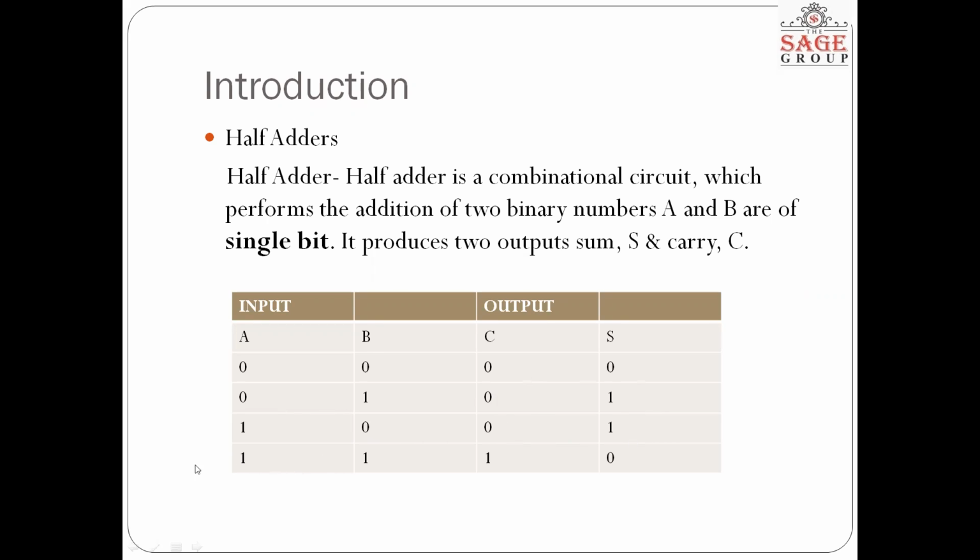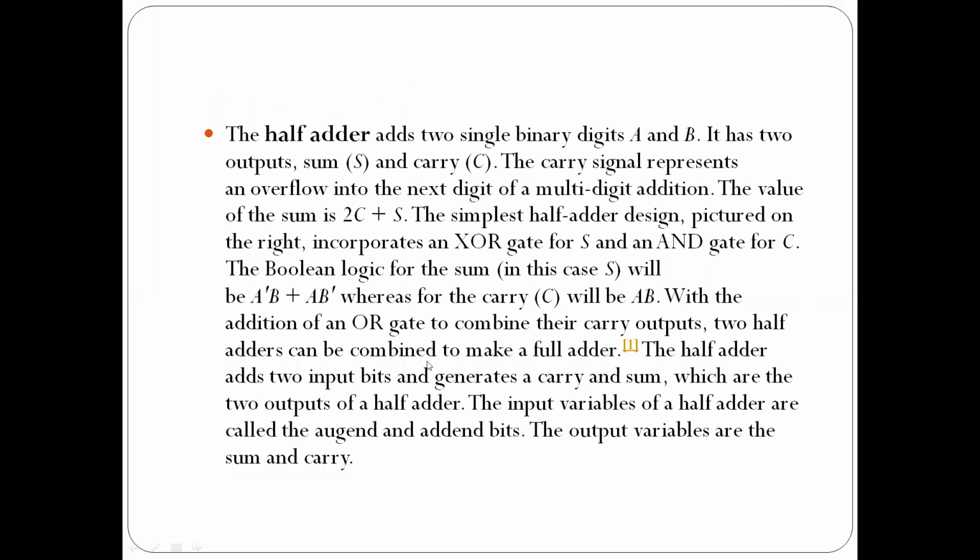And when we take both inputs as 1, or high, then the carry is 1 and the sum is 0. That means when both inputs are high, the result is 2, that is 1 0 in binary. So this is the truth table of the half adder, right? A half adder adds two single bit binary numbers A and B, and it has two outputs, sum and carry, as already discussed in the previous PPT.